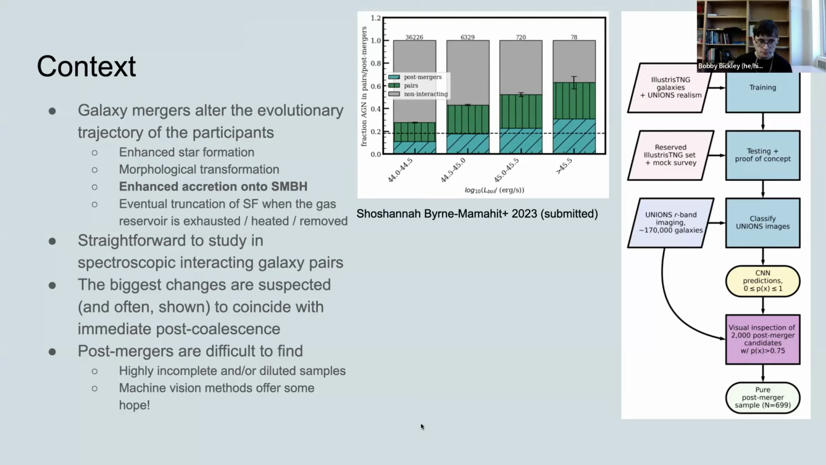And all of this activity, the enhanced star formation, the AGN, can lead, and there's been some recent evidence showing that it does often lead, to eventual truncation of star formation, when the gas reservoirs of the participant galaxies are basically exhausted, or heated by the AGN to the point that they can no longer form stars, or removed through ejective feedback.